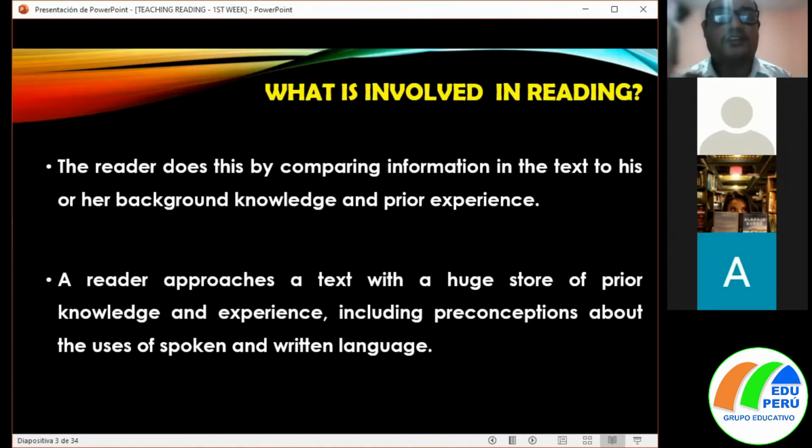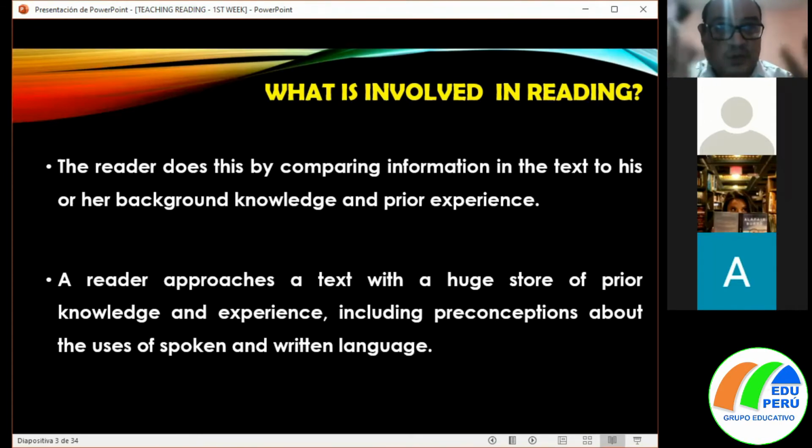Notice, when we talk about background knowledge and prior experience, it's not just the experiences you had in your life or some information that you have about life or real facts. No, it's not just that. It also includes some conceptions or preconceptions about the language, in a spoken or in a written way. So you have some knowledge about your own language, and you're going to make a contrast with the language that you're going to use to read the text.